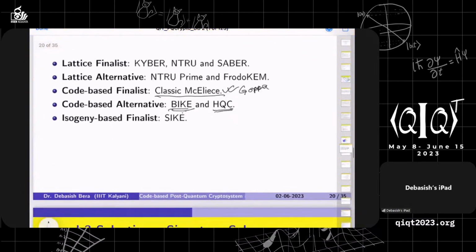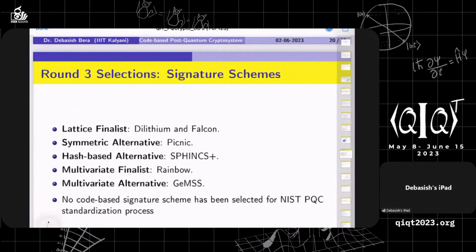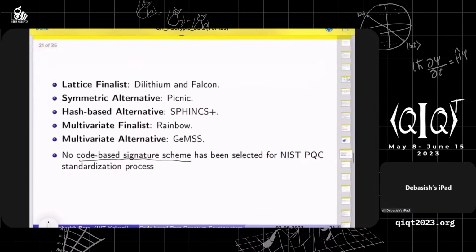And in the third round, some signature schemes are there, but if you see, there is no code-based signature scheme selected. The reason is that designing a code-based signature scheme is still under question mark. Whatever suggestions were received have been somehow broken by the other community. So this is another chance where people can do much more research.